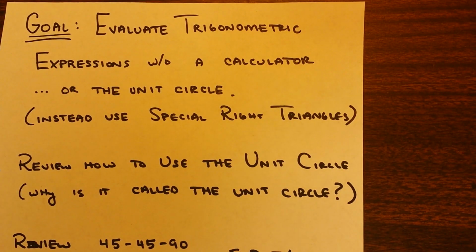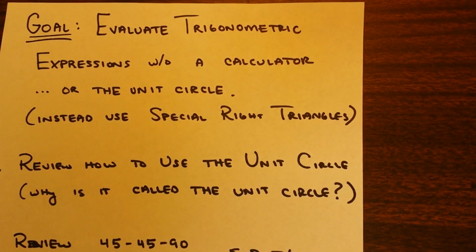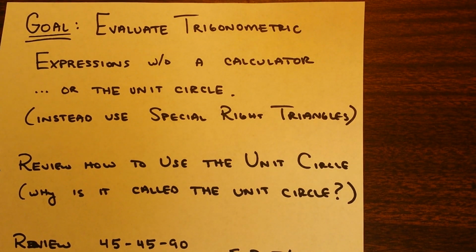The goal of this video is going to be to evaluate trigonometric expressions without a calculator, or for that matter the unit circle, and we're going to do this using special right triangles. The reason why we're doing this is that the unit circle is a kind of a memorization thing, and you might use it to do well on a test or a quiz, but then maybe a couple weeks later or even further on you might forget the setup of the unit circle and it's not going to go well.